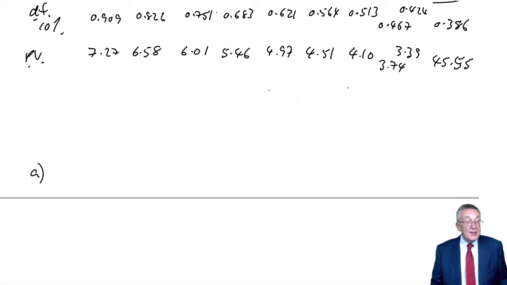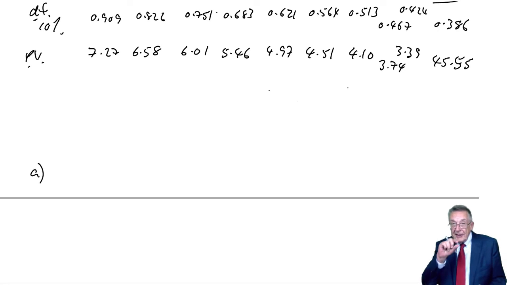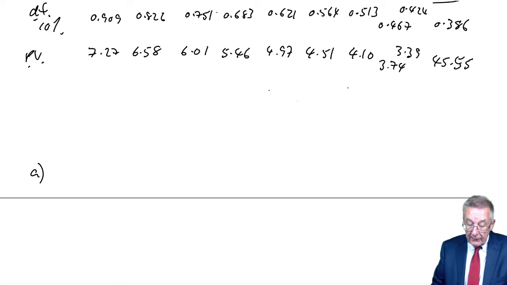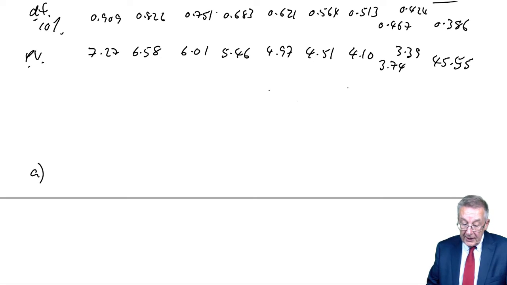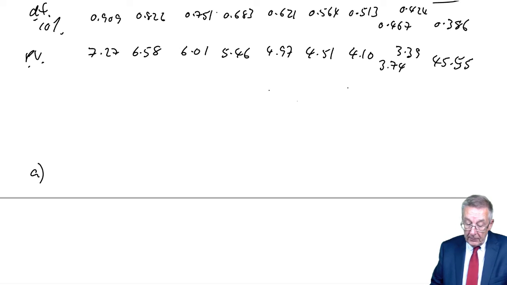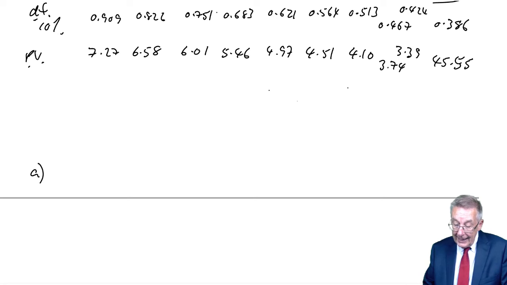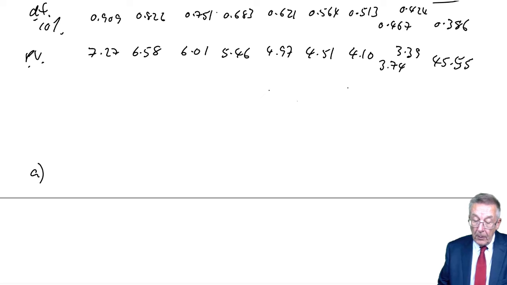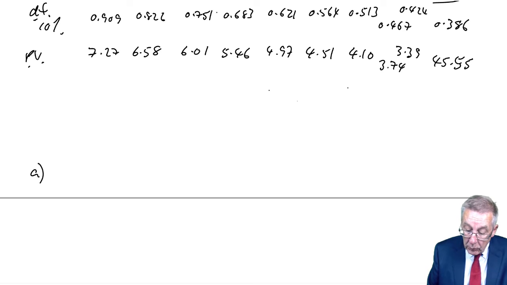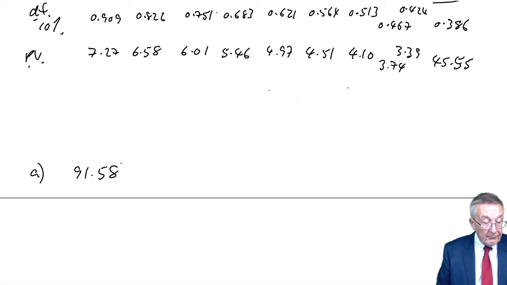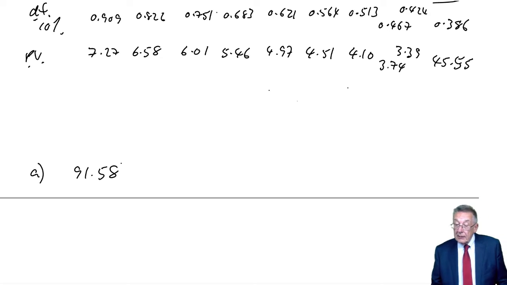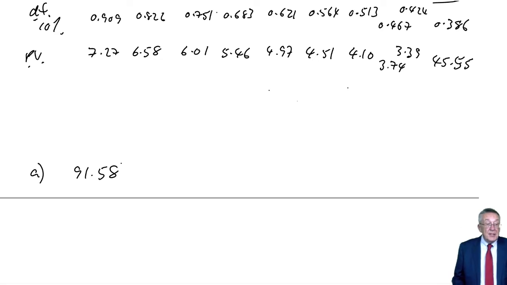If I add them up, the answer to A in my list of steps, the total of those 7.27, 6.58, 6.01, 5.46, 4.97, 4.51, 4.10, 3.74, 3.39, 45.55, the total is 91.58, which should be the market value. I may have made a tiny mistake, but it's so close to 91.61, I'm not going to waste time.